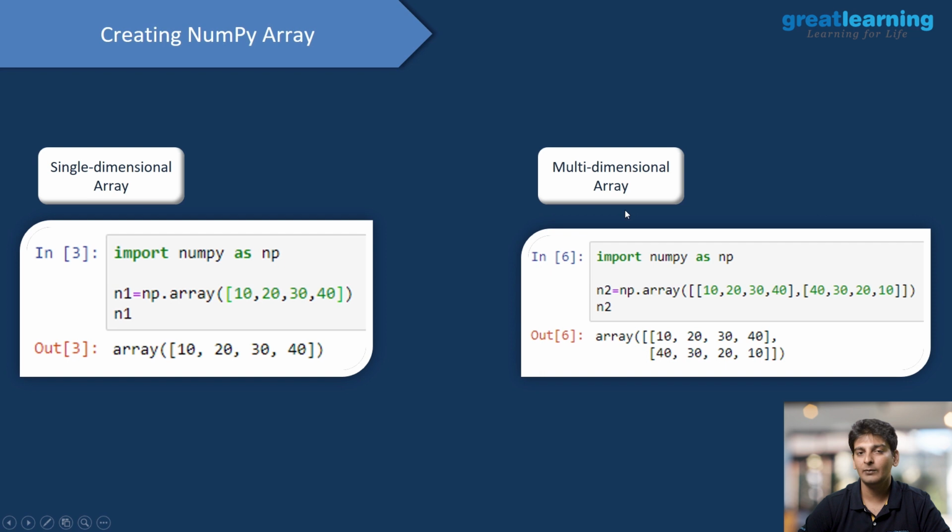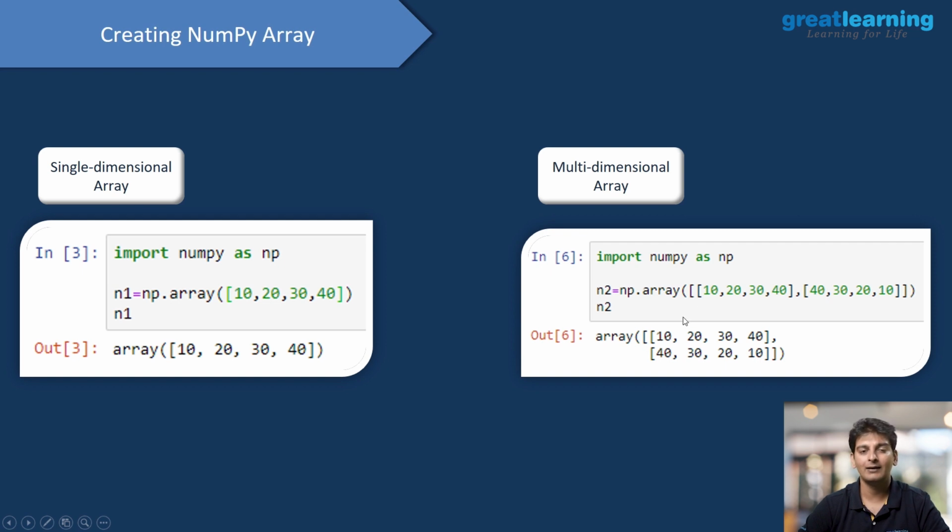Similarly, to create a multi-dimensional array, you will pass in a list of lists, right? So this is one list and inside this you've given two lists, right? So the first list comprises the elements 10, 20, 30 and 40 and the second list comprises the elements 40, 30, 20 and 10.